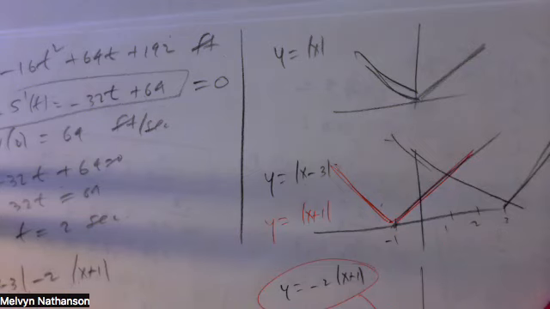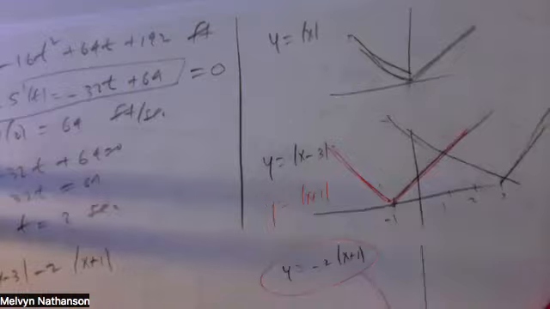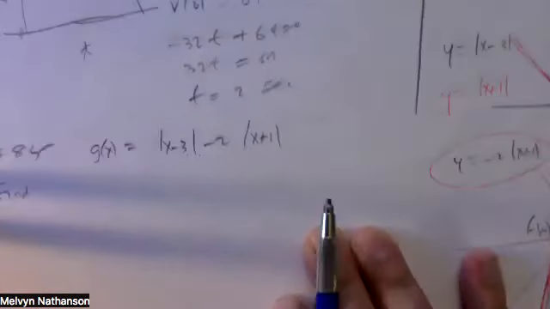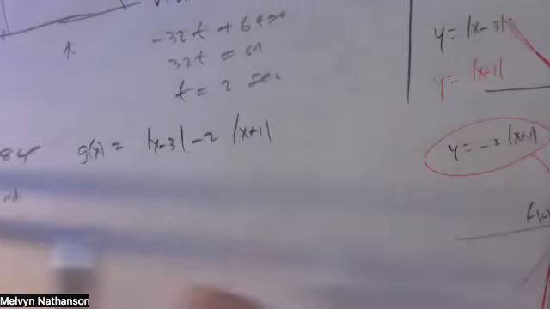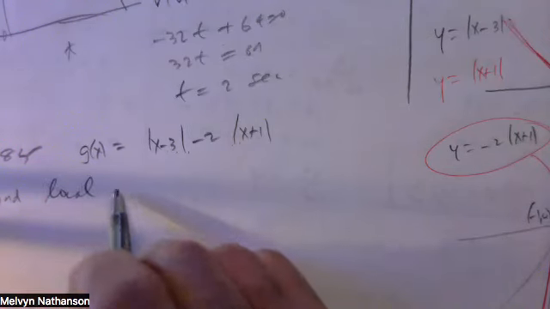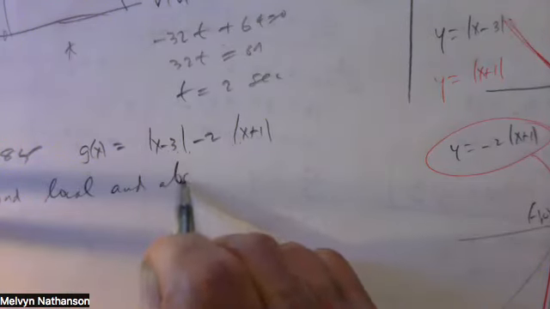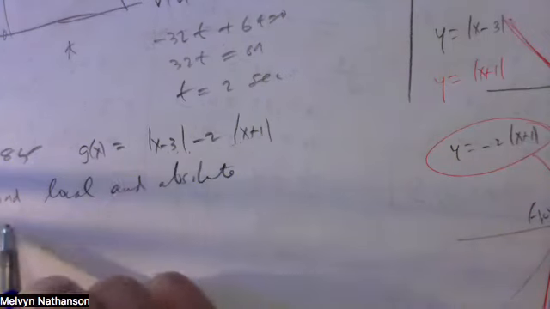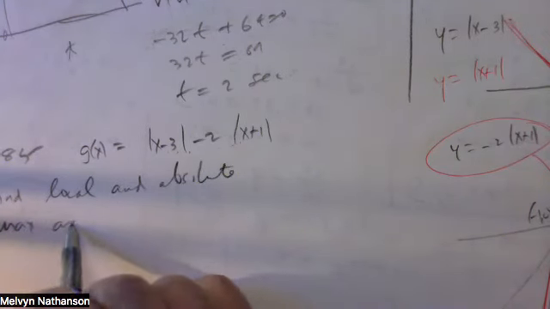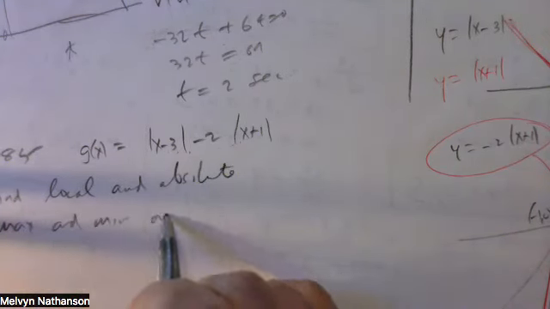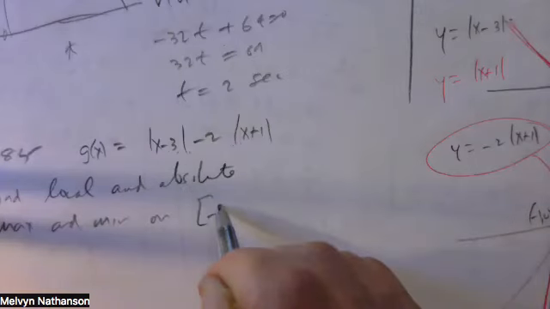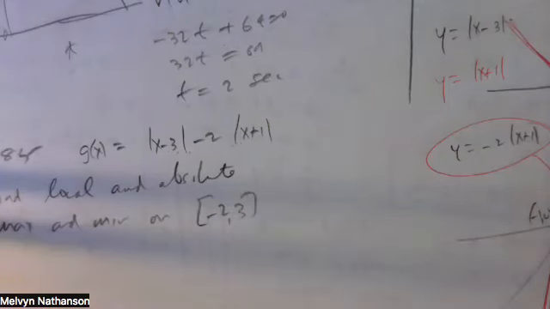And we want to find... well, this is the problem. Find local and absolute max and min on the interval from minus 2 to 3.